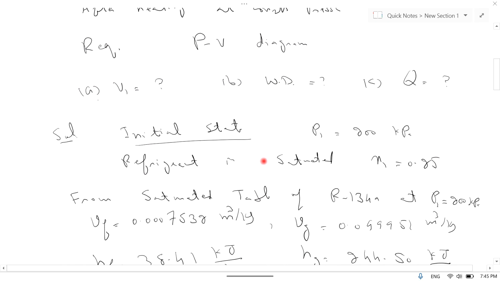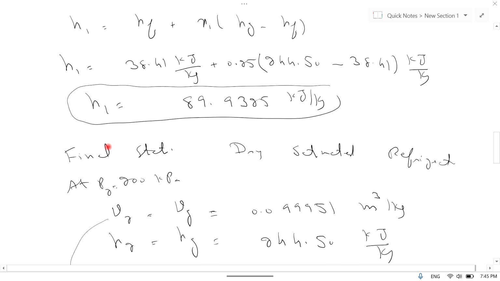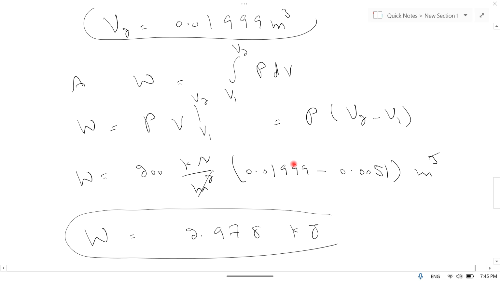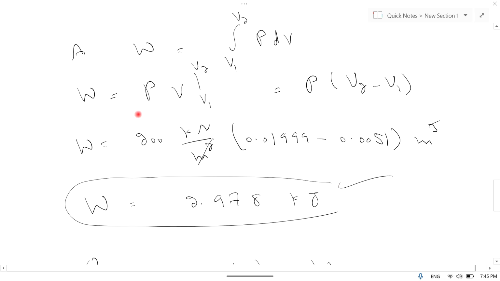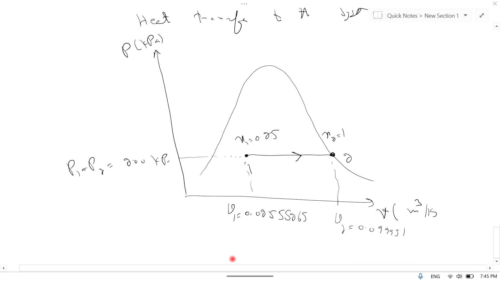4-115. So here total volume is required. Similarly, work done is required, 2.978 kilojoule. Heat transfer is required and the PV diagram for the process.